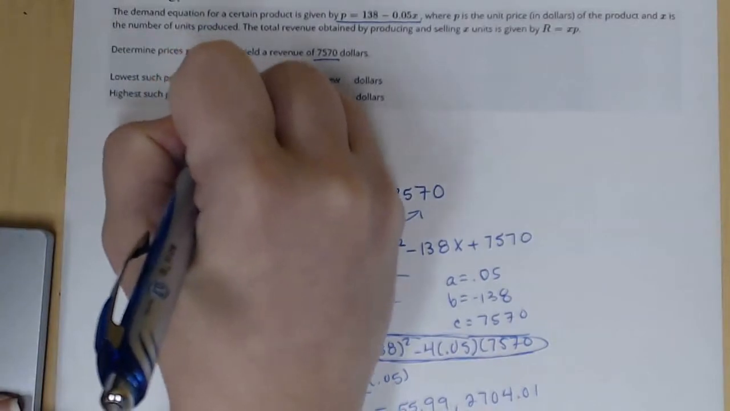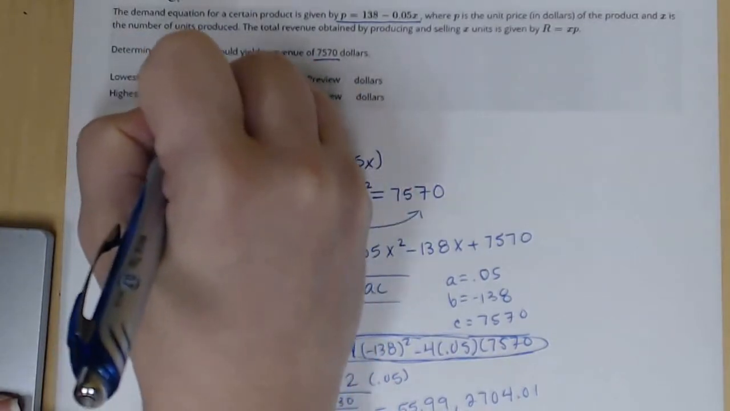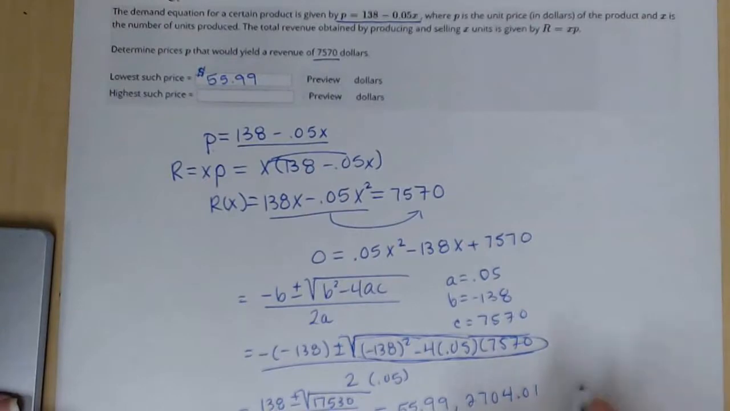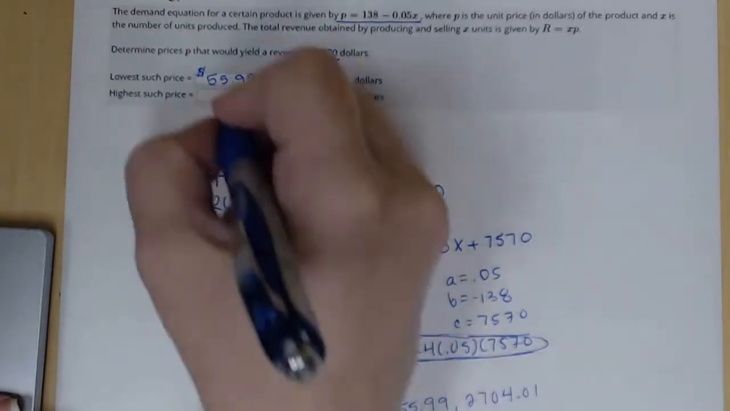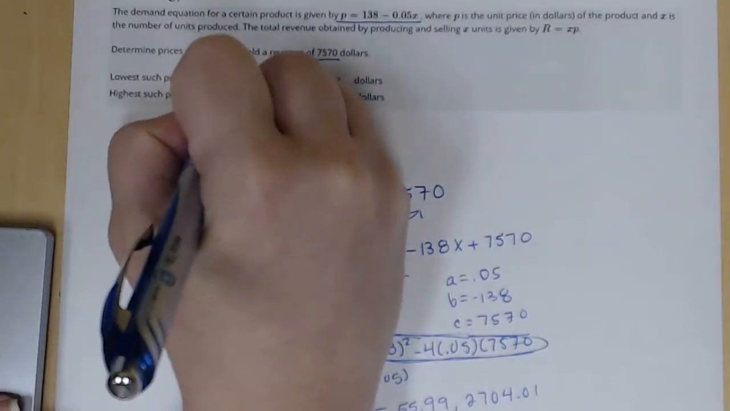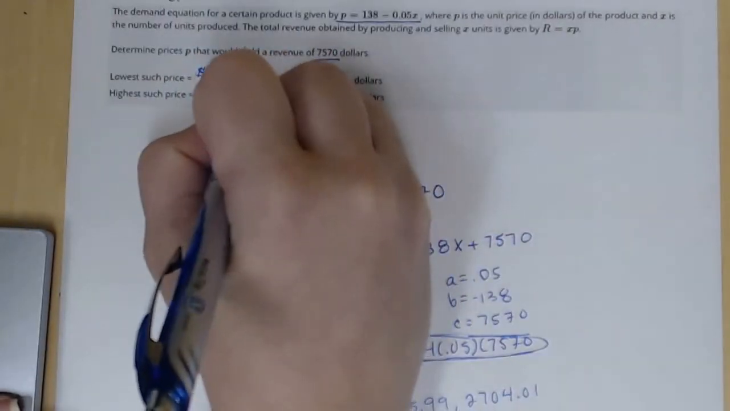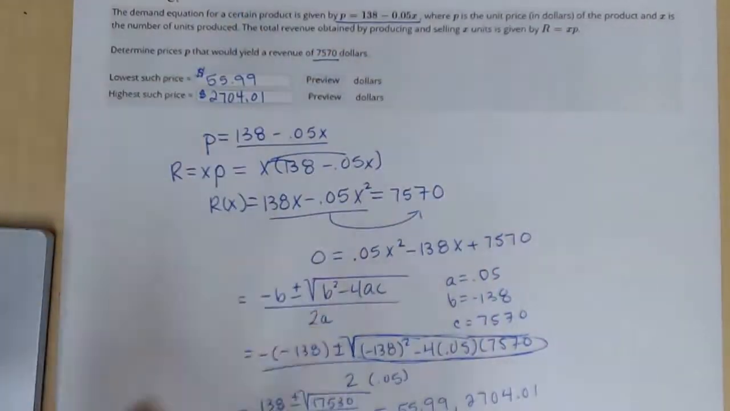So going back up to our blanks up here, it says what is the lowest such price? That would be $55.99. I'm going to round to 2 decimal places because it's in dollars. And then my highest such price is going to be $2,704.01. So make sure you round appropriately. It is money, so 2 decimal places.